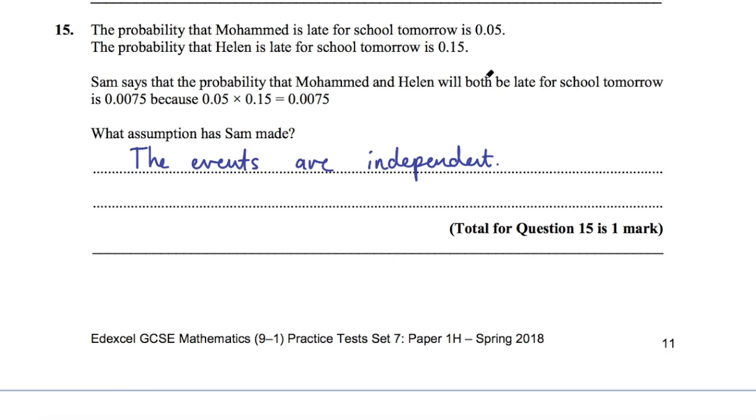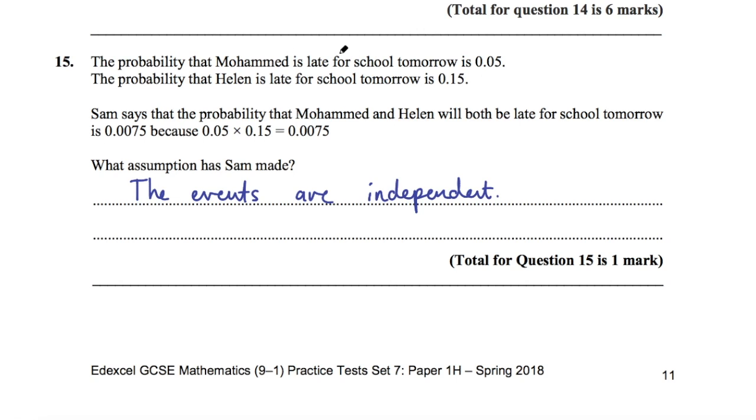So what I mean by that is Muhammad being late has no effect on whether Helen will be late. As long as they do not affect one another, then this would be true. But let's say Muhammad and Helen are brother and sister, and they go to school together. So if Muhammad is late, then Helen is going to wait for Muhammad, and she's going to be late as well. In that case, Muhammad being late affects Helen being late. So then this isn't true.